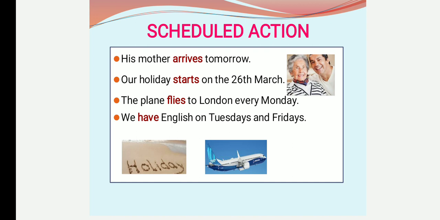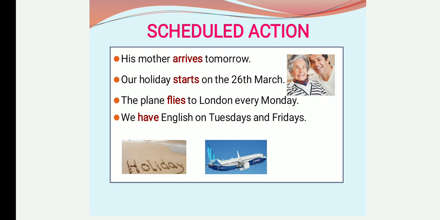It will happen, that is sure. His mother coming to his home is the planned action. So she must come to his home. His mother arrives tomorrow. Just see the verb. We used only the V1 verb. That V1 verb changes its form, that means by adding S or ES as per the subject. If you have a singular subject, the verb takes its S or ES form. Our holiday starts on 26th March. From 26th March onwards, our holiday is going to begin.